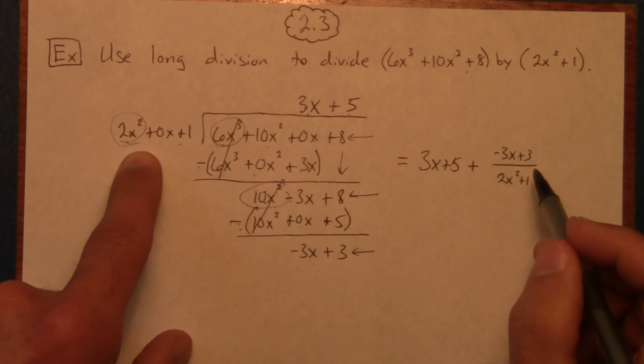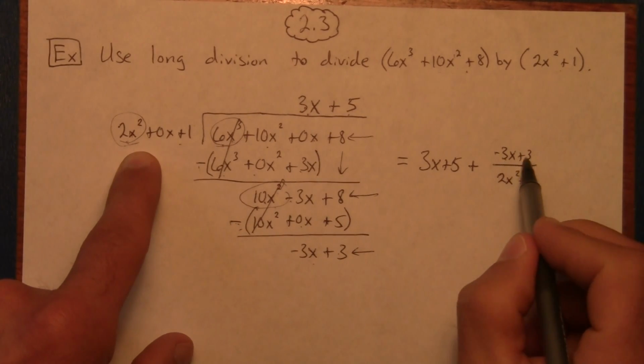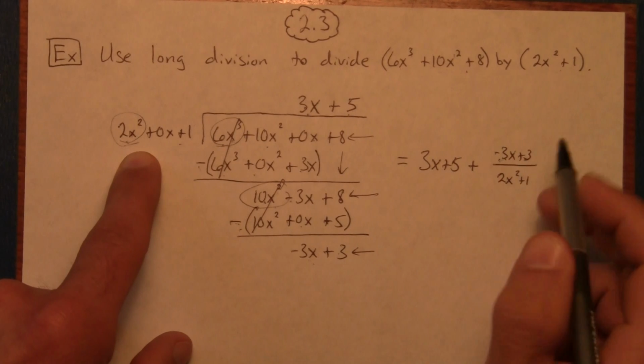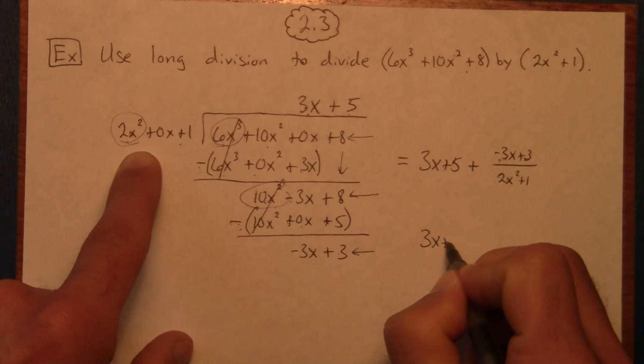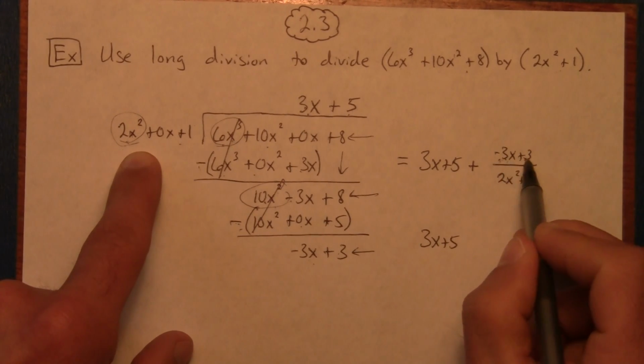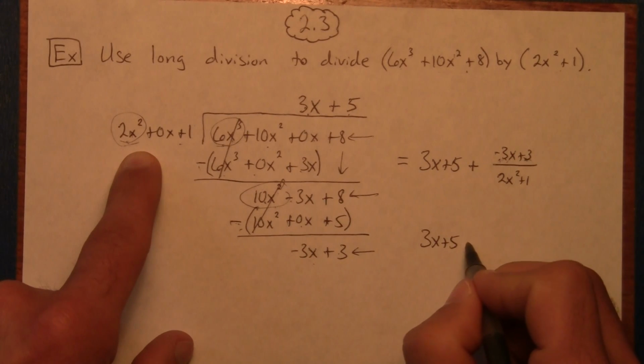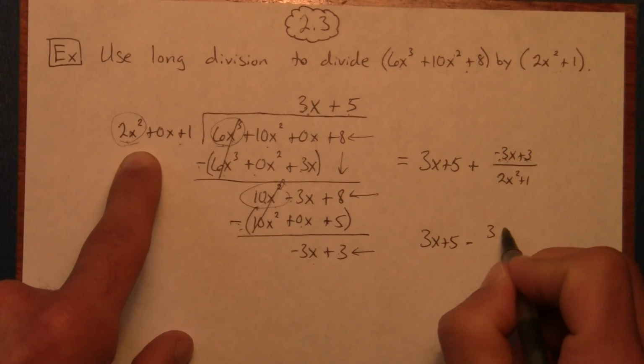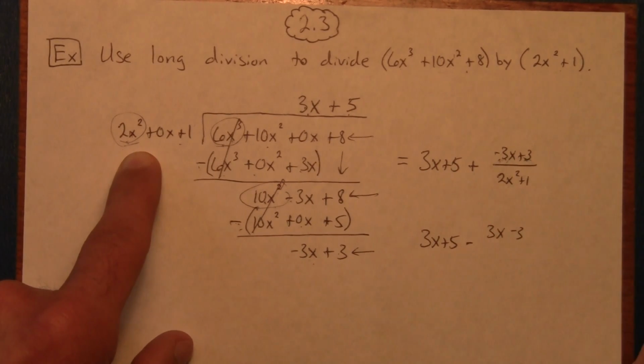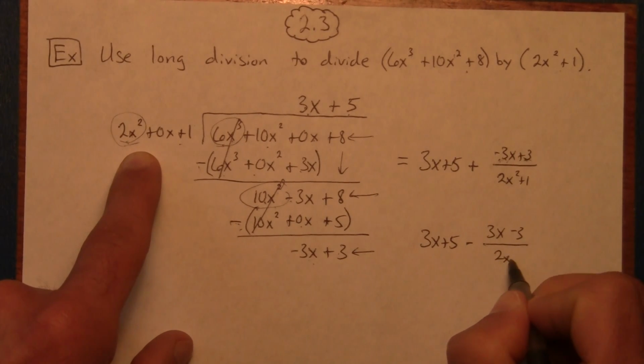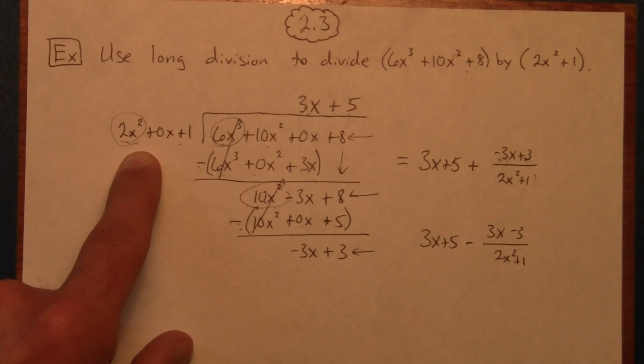You may want to look in the back of the book to see what they do. They may actually factor a negative out of this, and so you might see this for an answer instead. You just have to recognize that it's the same thing. If I factor a negative out, they'll change this to a negative, that would become a positive 3x and a minus 3 over 2x squared plus 1. So these two answers are actually the same thing.